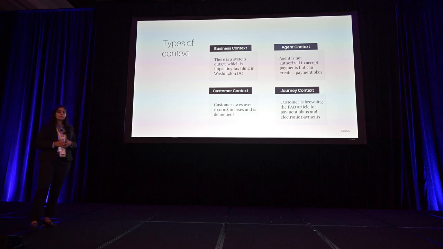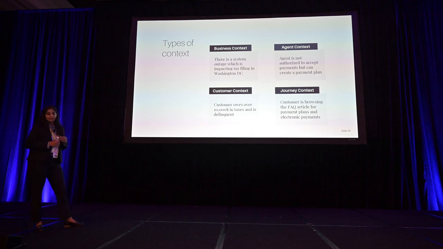The next could be agent context. For example, you don't want agents to authorize payments. They can create a payment plan, but they cannot authorize or accept payments. If that's the policy that you want, you could feed that into the prompt. That way, your AI is not going to enable a use case where the agent is accepting payments. So those are the guardrails you can put using agent context.